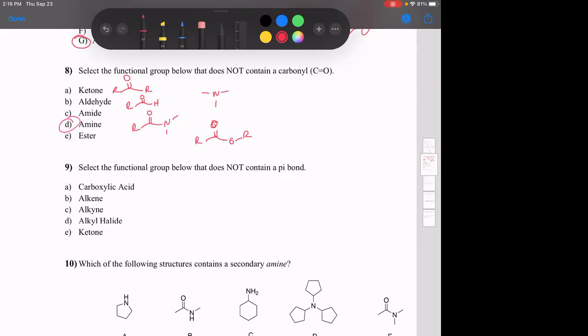Select the functional group below that does not contain a pi bond. Carboxylic acid has a carbonyl. An alkene has a C=C double bond. An alkyne has a C≡C triple bond. An alkyl halide, that's RX. And then a ketone, we saw that here. If you know your functional groups, you can kind of tackle them like this, and you see they all have pi bonds with the exception of the alkyl halide.